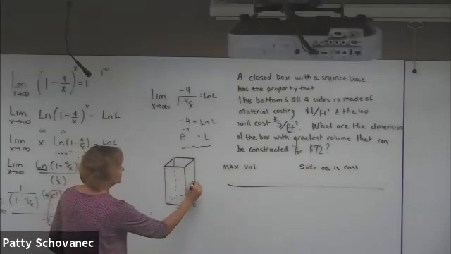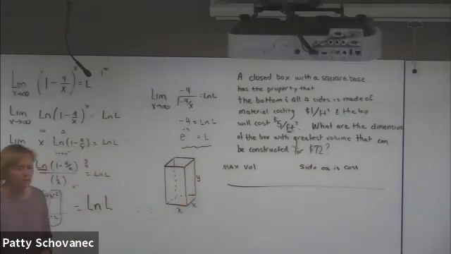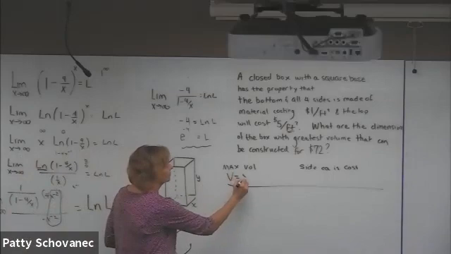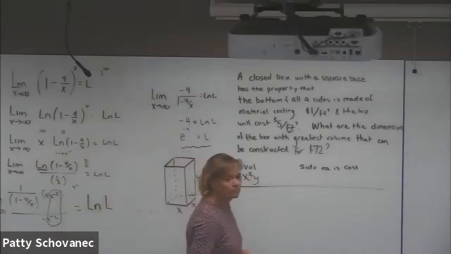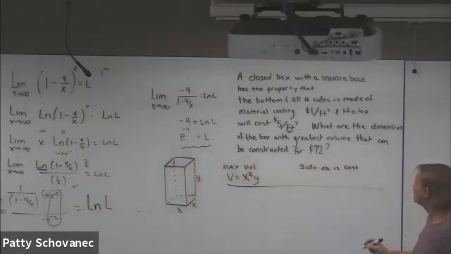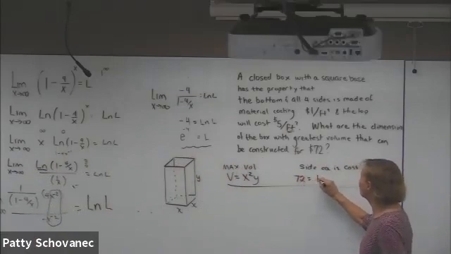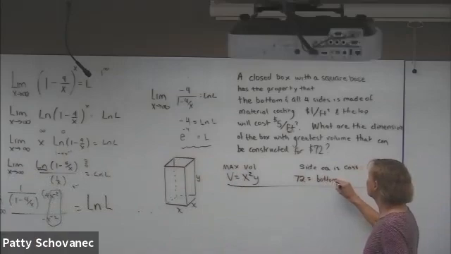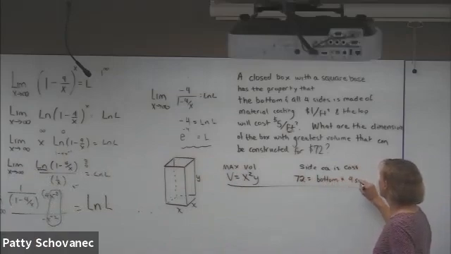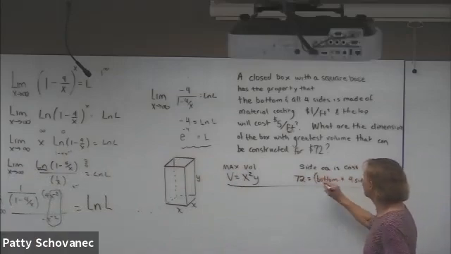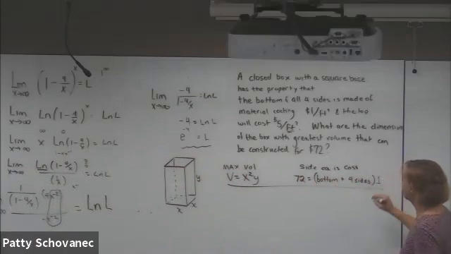Call my square base x by x and the height y. Volume is just the product of those three. Cost is going to be $72. It's going to be the cost of the bottom, plus the 4 sides. All of that is times $1. And that has to be areas, right?